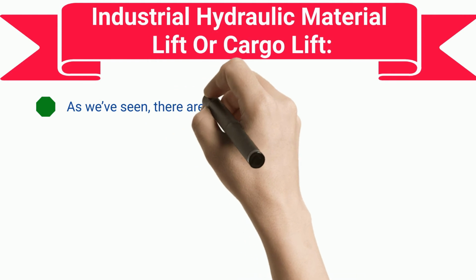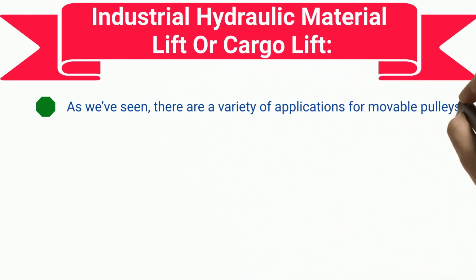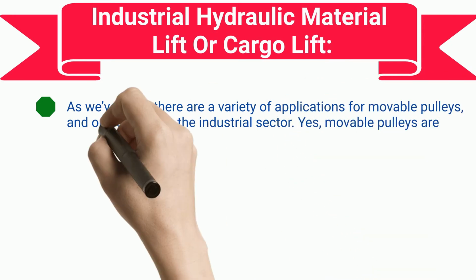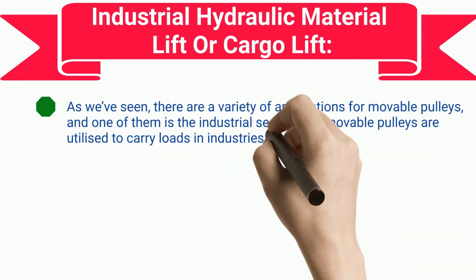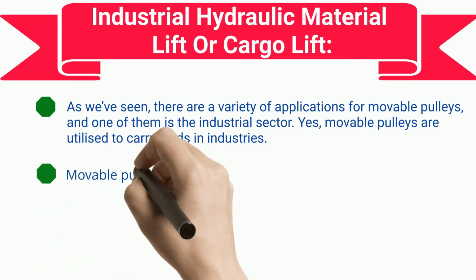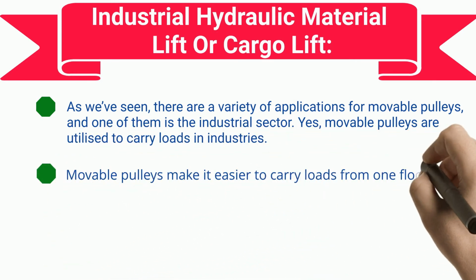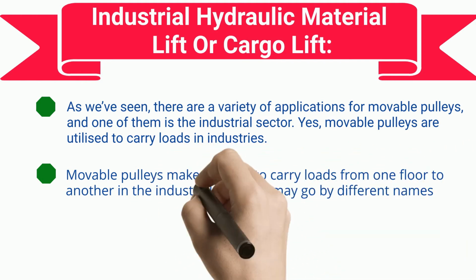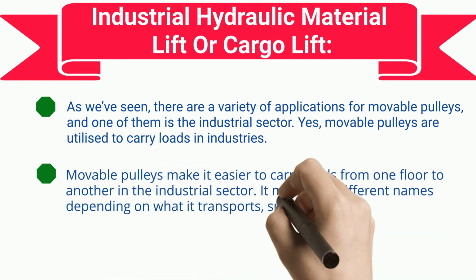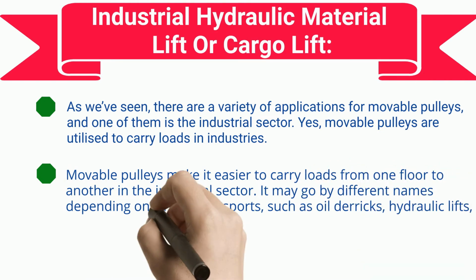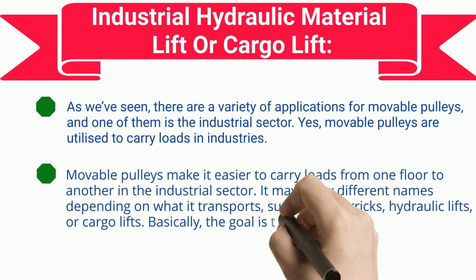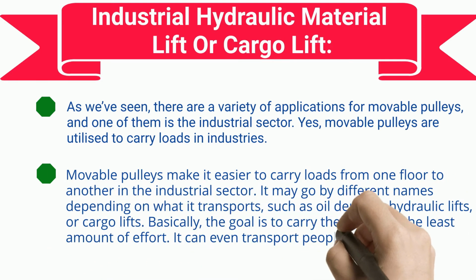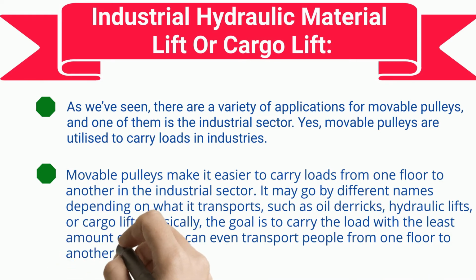Industrial hydraulic material lift or cargo lift. As we've seen, there are a variety of applications for movable pulleys, and one of them is the industrial sector. Yes, movable pulleys are utilized to carry loads in industries. Movable pulleys make it easier to carry loads from one floor to another in the industrial sector. It may go by different names depending on what it transports, such as oil derricks, hydraulic lifts, or cargo lifts. Basically, the goal is to carry the load with the least amount of effort. It can even transport people from one floor to another.